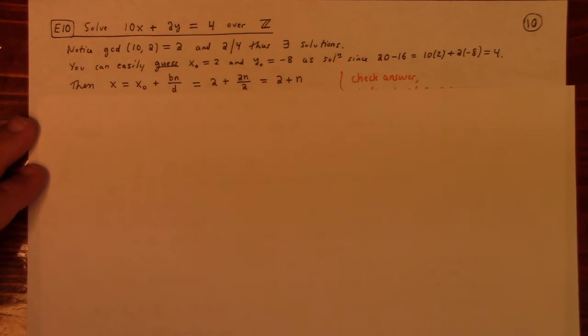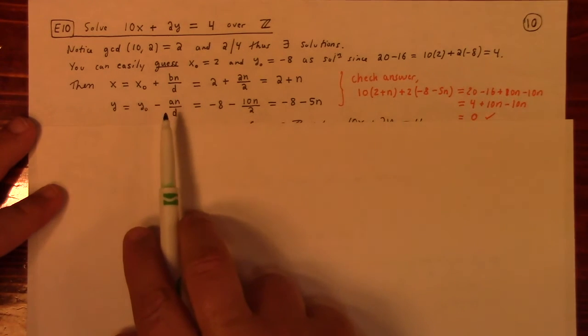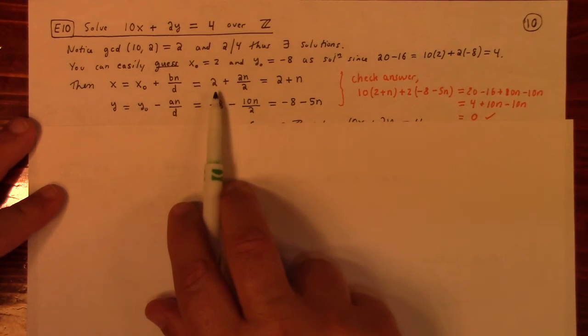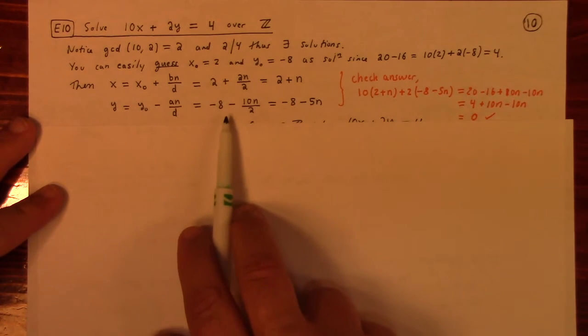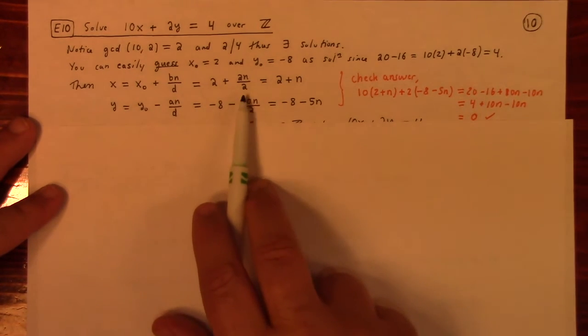So that's good. And then if we use the theorem, we have x naught plus bn over d, and y naught minus an over d, which is 2 plus 2n over 2, and minus 8 minus 10n over 2. And of course these have to simplify to numbers.